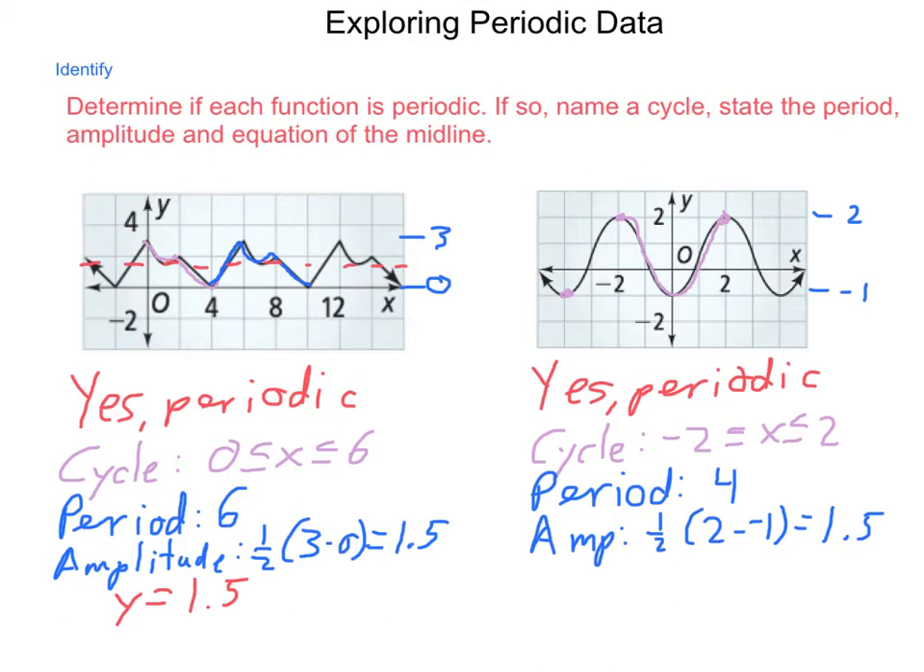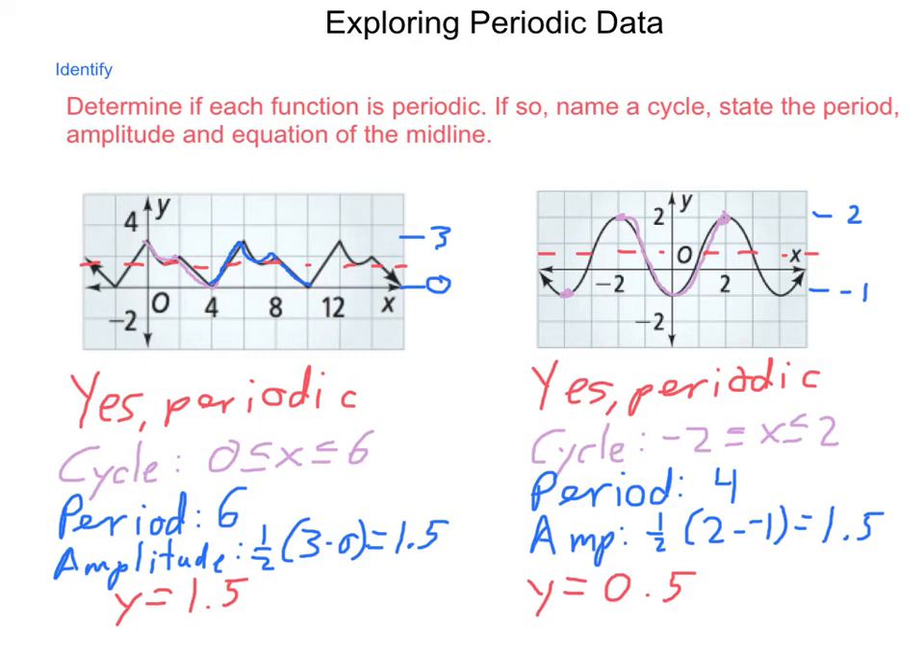Now, the equation of our midline, we're going to take that amplitude value and add it to our minimum. So 1 1/2 plus a -1 is simply 5/10, or 1/2. So right about here is the midline from what the amplitude will be measured against.